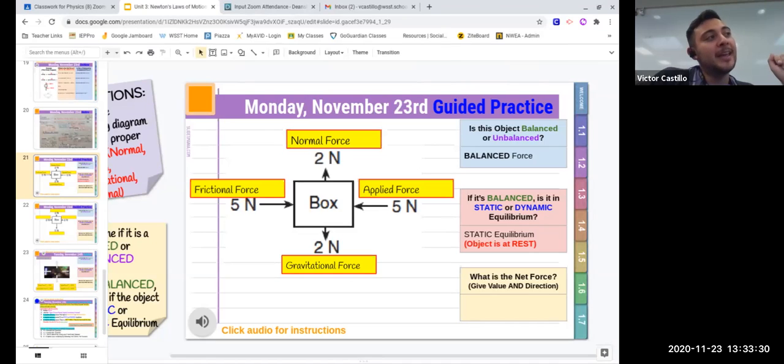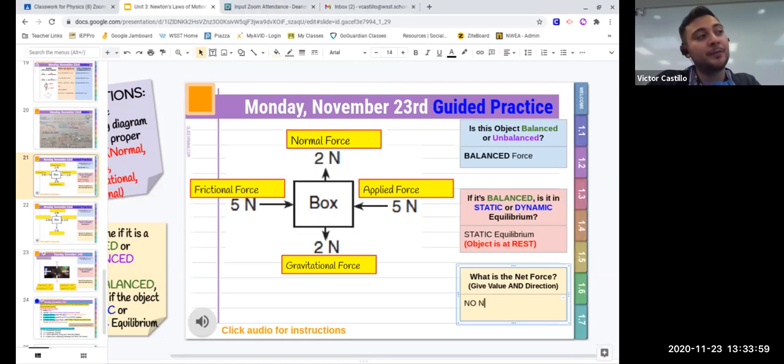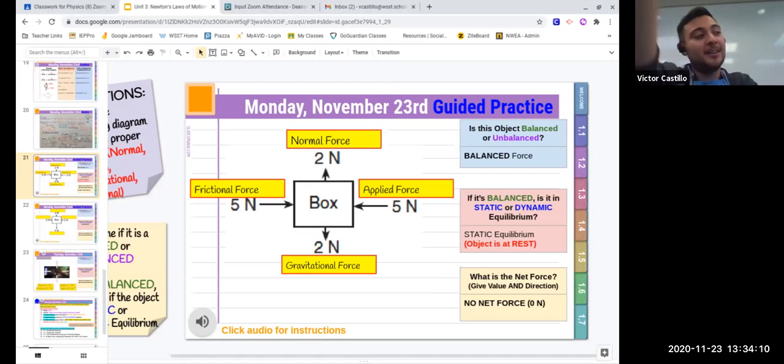Now, very quickly, if it's balanced, if everything is balanced, what is the net force? What is the value for the net force? If it's balanced, what is the net force? Indeed. Thank you. Very simple. If everything is balanced, there is no net force, or you can put 0 newtons. There is no net force. Since everything is balanced, there's nothing trying to pull each other away. Nothing's trying to push each other towards something. It is balanced, so there's no net force.